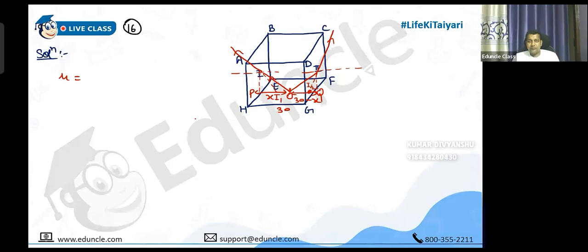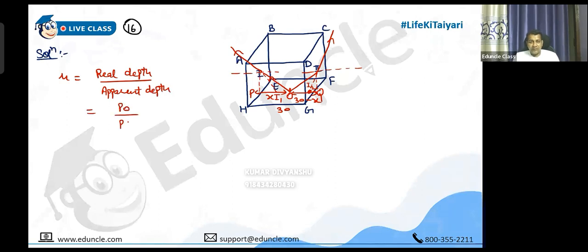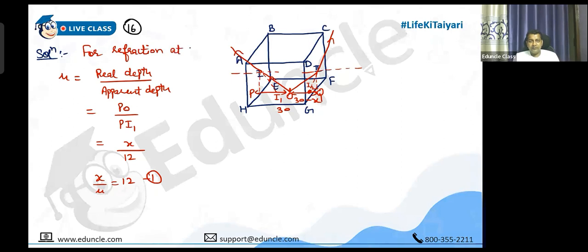This is I2. So mu will be real depth over apparent depth. And what is real depth? Real is PO, that you are assuming, and apparent one is PI1. PO you are assuming to be x, and PI1 is given to be 12. So x by mu is 12. This is for refraction at face 1.